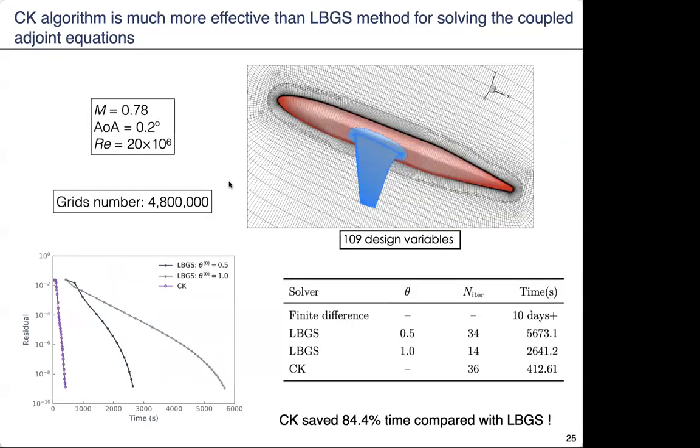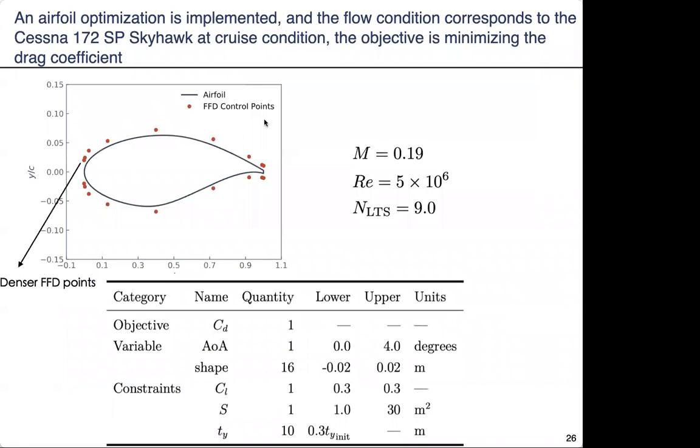Before we continue to the optimization, we compare the efficiency between the CK method and the LBGS method. For the 3-dimensional cases, the LBGS method is dependent on the under-relaxation factor, and the CK method is much more efficient than the LBGS method. For the 3-dimensional cases, it would save 84.4% time. So in the following optimization cases, I will always use the CK method.